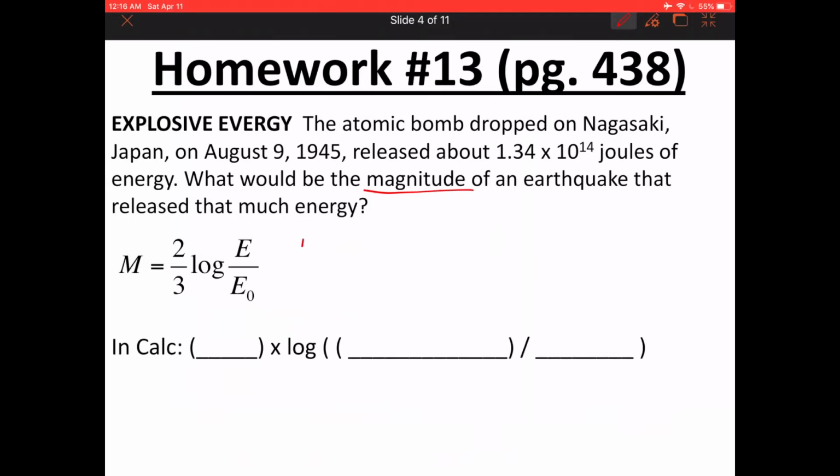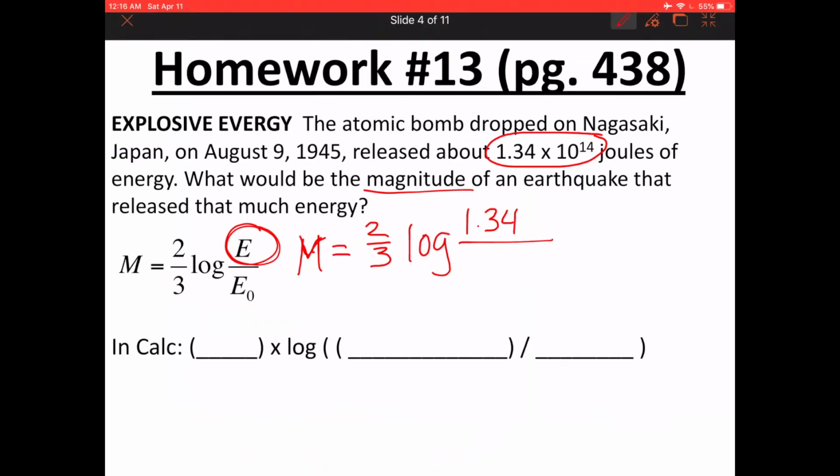So let's set up our equation. My magnitude would be 2/3 times log. Instead of E, the energy released is 1.34 times 10 to the 14th. So that's what I'm going to plug in. 1.34 times 10 to the power of 14. And then remember, for E sub 0, I'm always going to plug in my value of 10 to the power of 440.